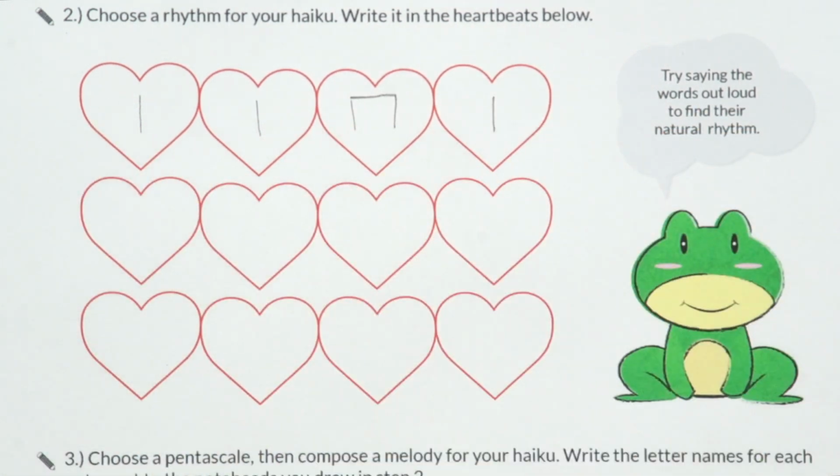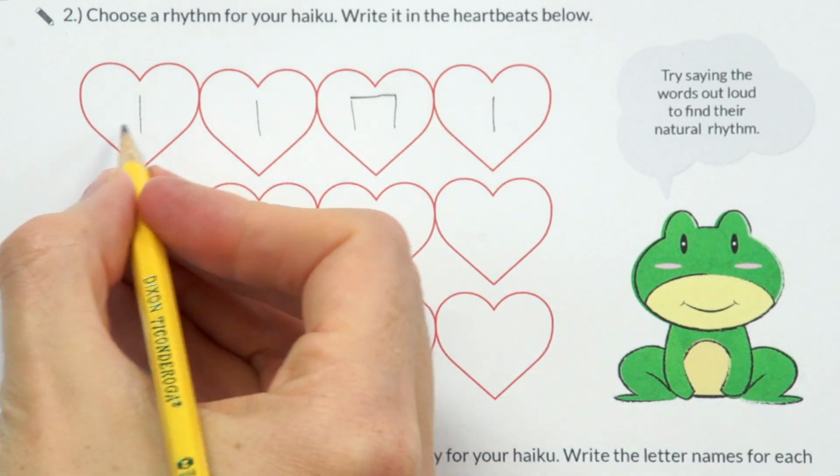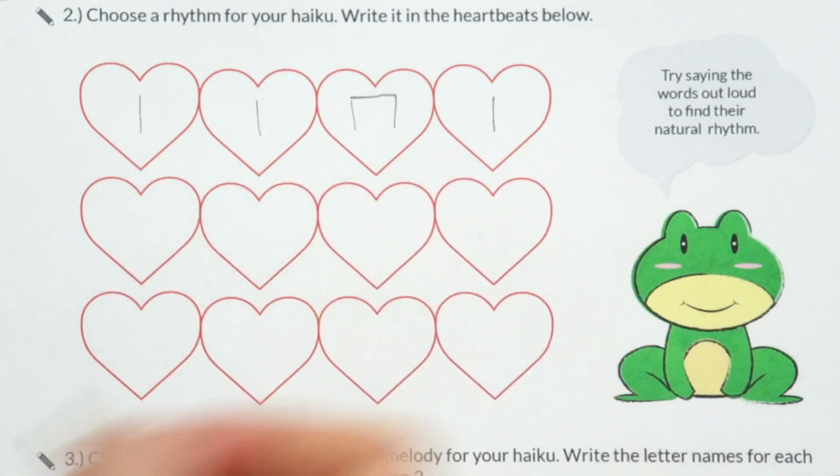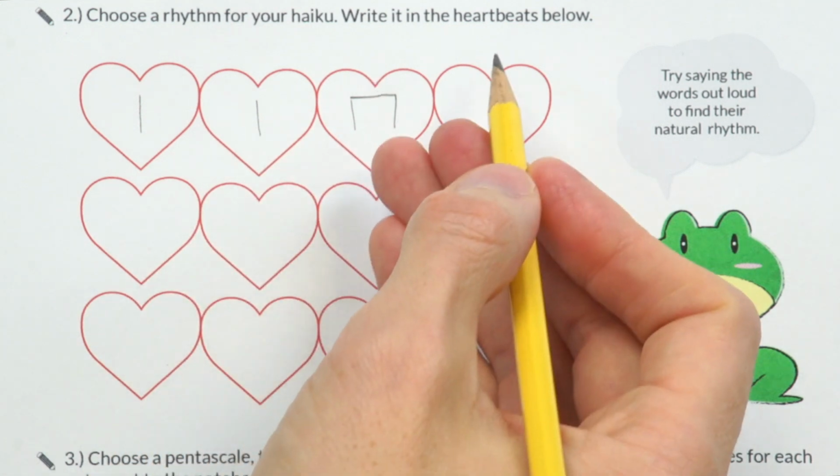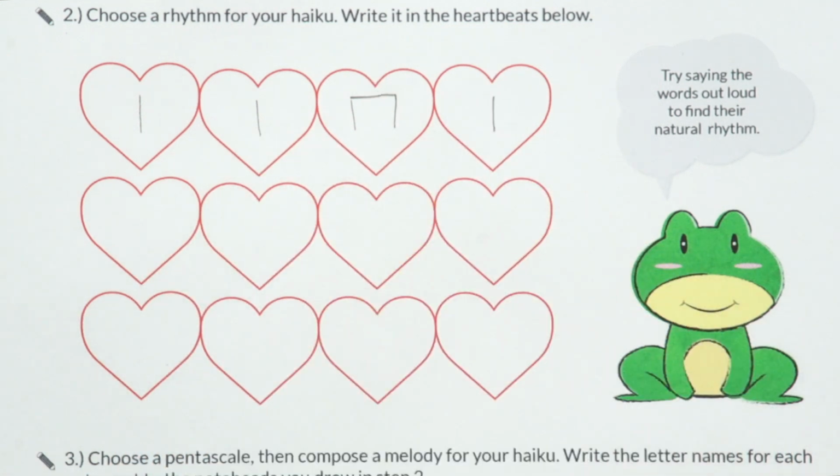Here's a shorthand way to write rhythms. I left off the note heads because all I'm really worrying about right now is the rhythm. So we have ta, ta, ti, ti, ta. It's a much faster way to draw rhythms. Now let's try this second row.